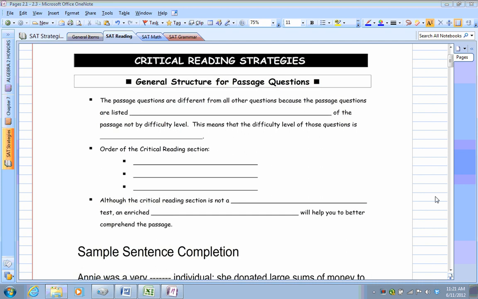Okay, so what I want to do before we talk about the actual reading strategy for the SAT is go over the general structure for the passage questions. The passage questions are different from all of the other questions because they are listed, and I mentioned this about an hour ago, in chronological order of the passage, not by difficulty level. So what that means is that the difficulty level of those questions is random.